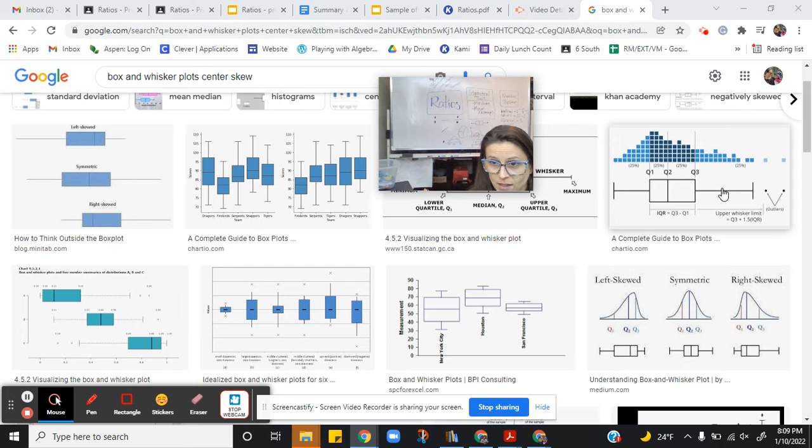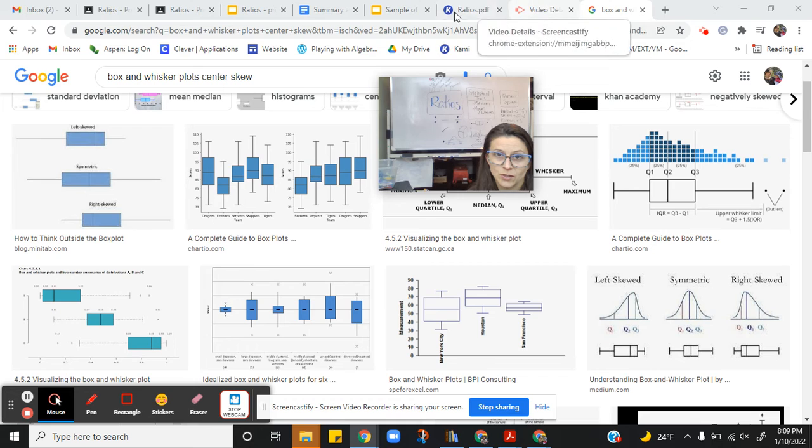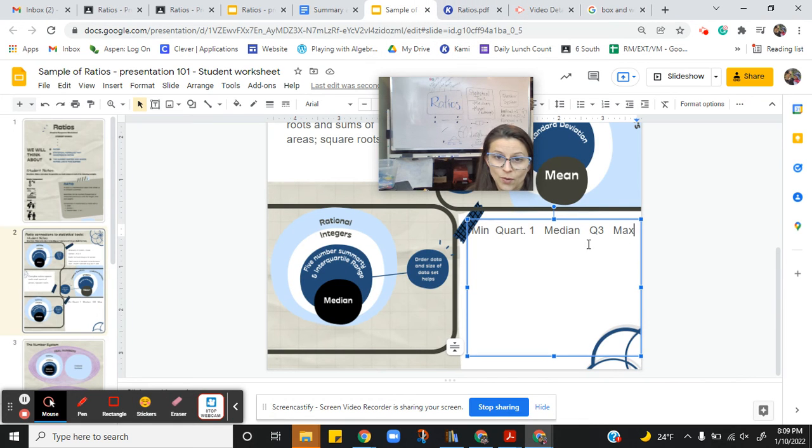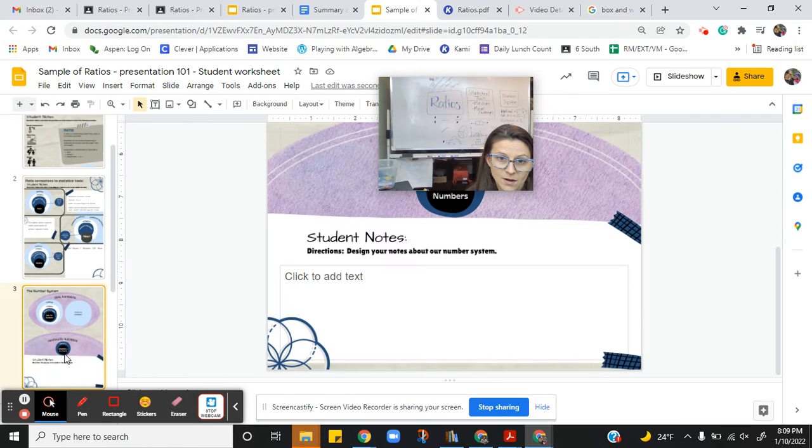Here's this, I really like this one though. It shows what's in the middle 50%, what's in the outer 50%, what's considered an outlier, how you get that outlier limit. So Google image searches are great. Okay, so you could add more there.